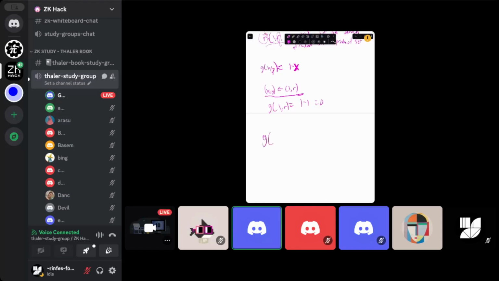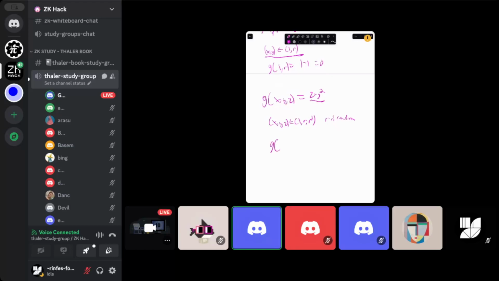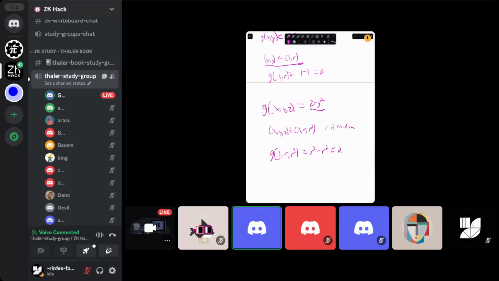If you have G of XYZ, so if you set XYZ to be 1 comma R squared, where R is random, but G of XYZ is, let's see, Z minus Y squared, you'll get the failure again, right? Because if G of XYZ is Z minus Y squared, and I feed into it 1 comma R squared, I get R squared minus R squared, which is 0.